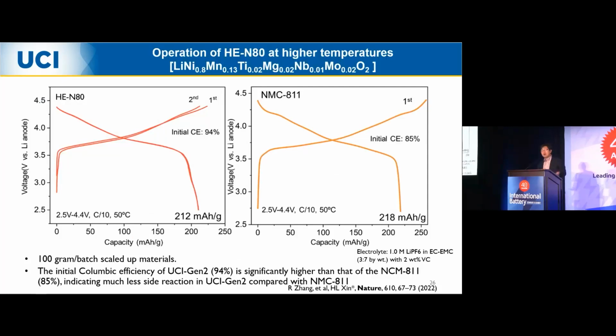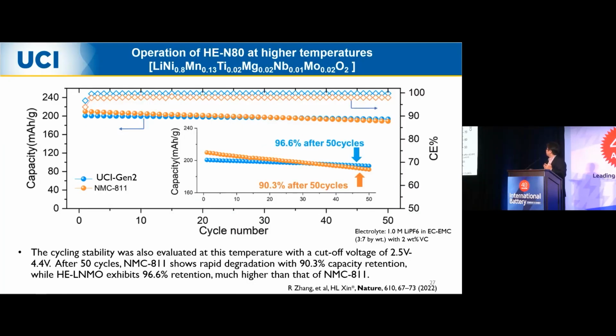At elevated temperatures, our cell cycles well, with a really high initial Coulombic efficiency of 94%, and it overtakes the A11 material very quickly, after only 30 cycles.